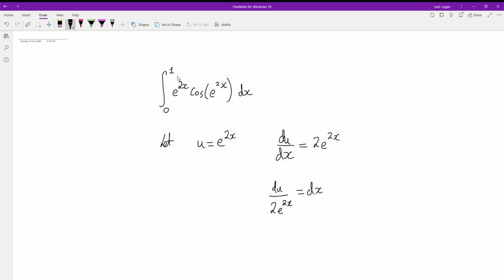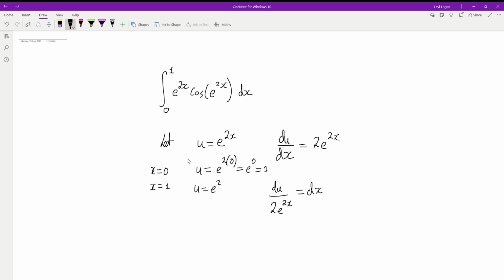Okay. Now we're not done here yet. We've got to change our bounds as well. So the reason we've got to change the bounds is because these bounds are in terms of x. So this is when x is equal to 0, and this is when x is equal to 1. So we can just work out what u is going to be. So we'll just substitute x into here. So when x is 0, u will be e to the power of 2 times 0. So it's going to be e to the power of 0, so that's just going to be 1. When x is equal to 1, we put the 1 up there, and u is going to be e squared.